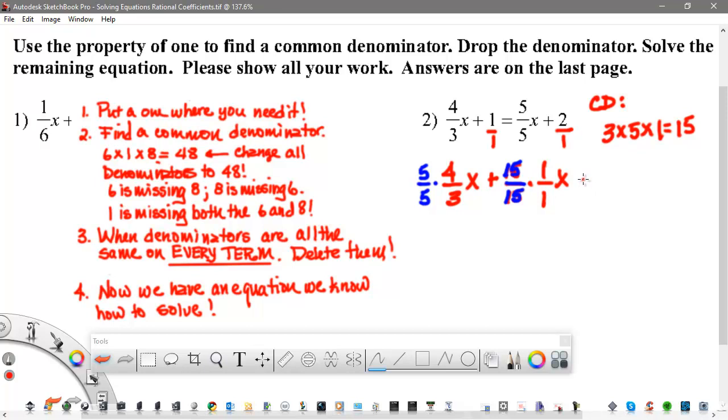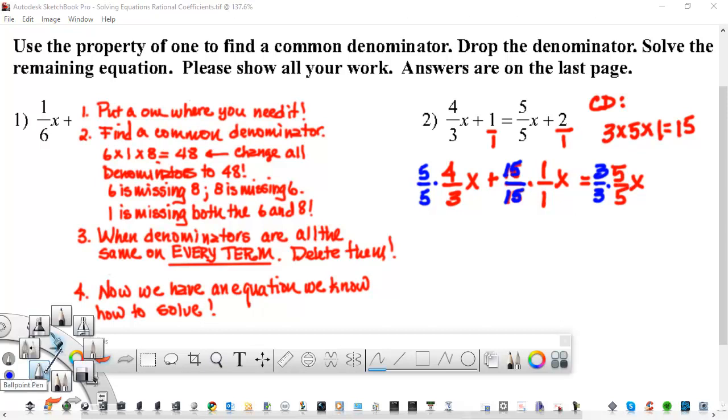And then you can see I have the next one, I have a 5. The 5 is missing the 3. So I will multiply 3 to the bottom and 3 to the top. There's my 15. 3 times 5 is 15. 3 times 5 is 15. It's still the same as 1, right? So it's not going to change anything. Okay, now let's continue with this. Let me change back to the red.